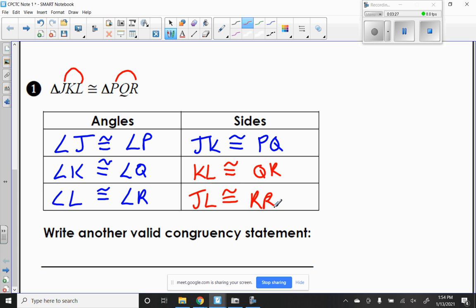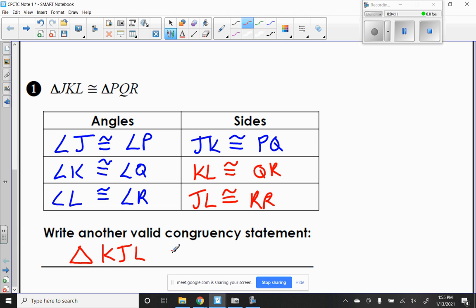All right, so based on this, I know J is equal to P, so that means J and P have to be in the same location. I know K and Q are equal to each other. I know L and R are equal to each other. So you have to know how to write a congruent statement that's equal. Watch how I write this. Let's say I want to name that first triangle. I'm going to rearrange those letters. Let's say I'm going to use K, J, L. Why did I do that? It's because I just wanted to pick a different order than what was up there.